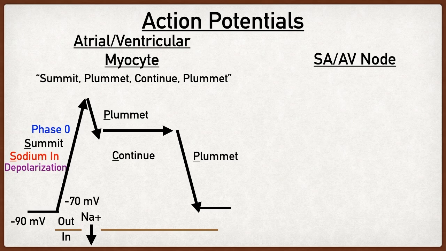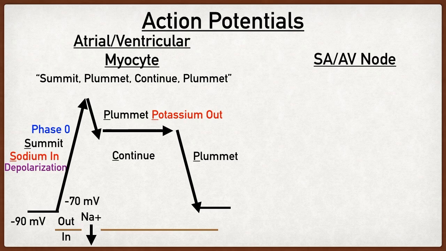The next phase of the action potential is the plummet phase. Well, what ion is going to be involved during the plummet phase? Let's use that catchphrase again. Plummet starts with the letter P, so it's going to be potassium that's involved. And if the cell is becoming more negative, is potassium going to be entering the cell or exiting the cell? It's going to be exiting the cell.